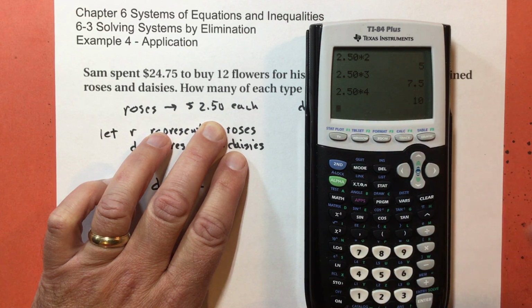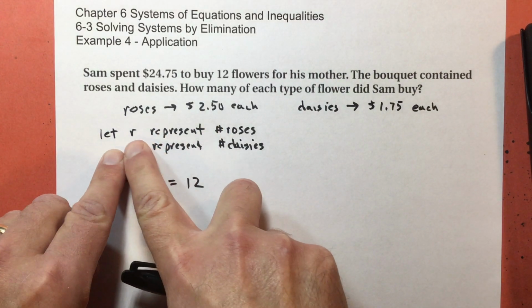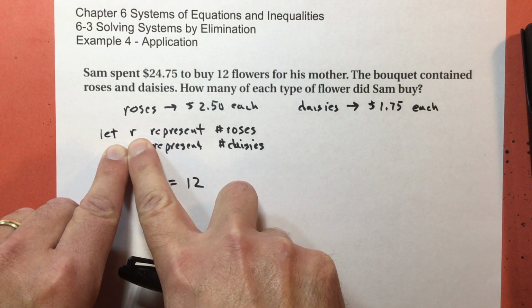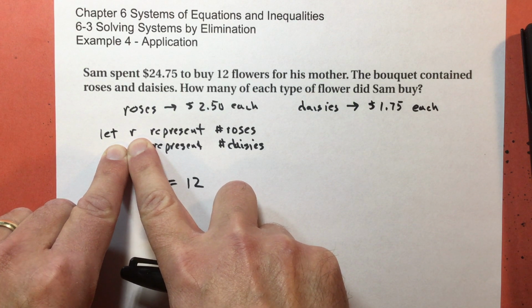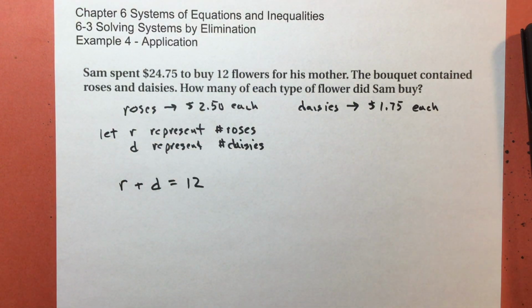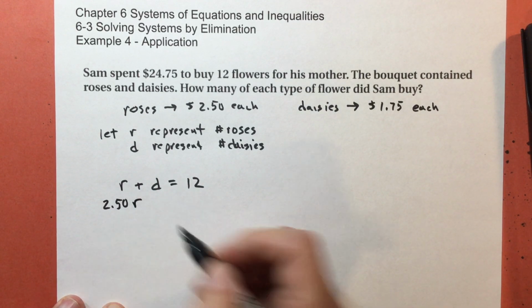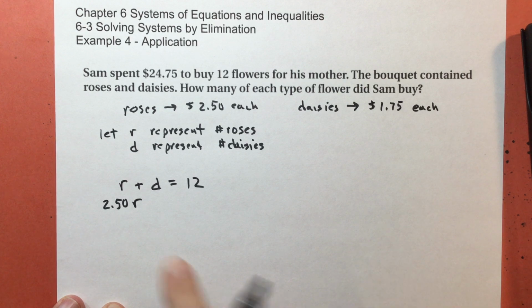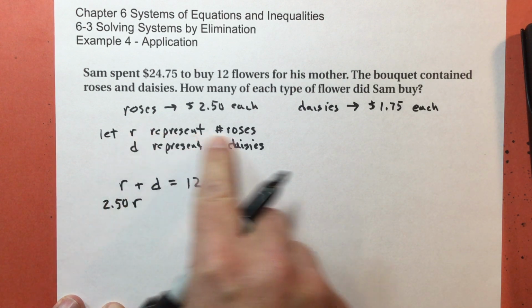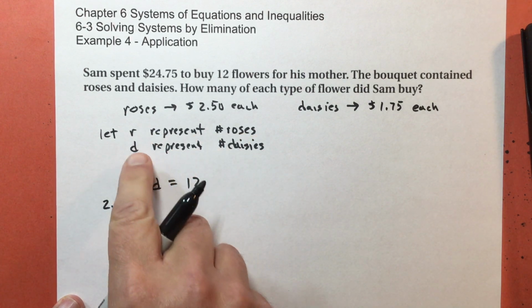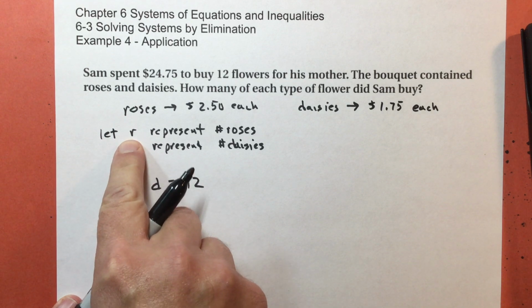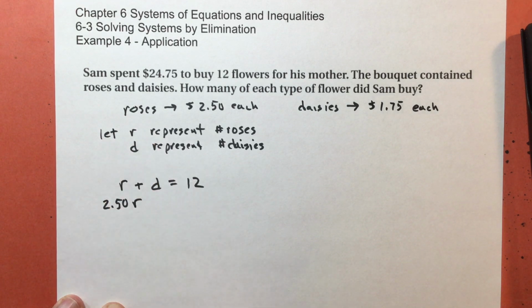How does that help? How many roses are you going to buy? You don't know yet. That's what we're figuring out. But I can show it if I multiply 2.50 times the number of roses that he bought, which is R. That's why it's important that you do this. Sorry about the phone. That's why it's important that you do this, because R represents that number that I don't know.